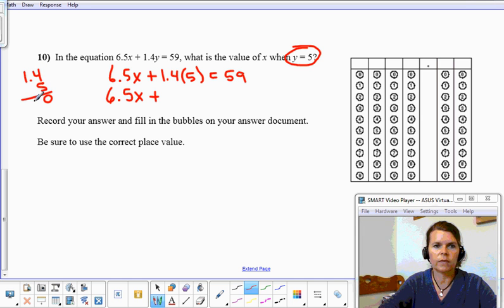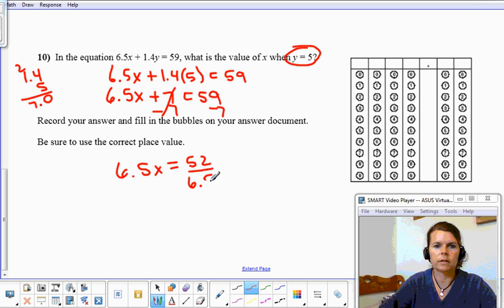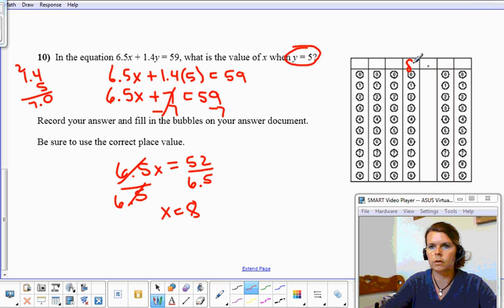So I'm going to go over here. Do it the old-fashioned way. So 0, 20, carry the 2, 7.0. So 7 equals 59. So then minus 7 to both sides, 6.5x equals 52. And then divide by 6.5, and your answer is 8. So then you go to your little Scantron thing and put an 8 there.